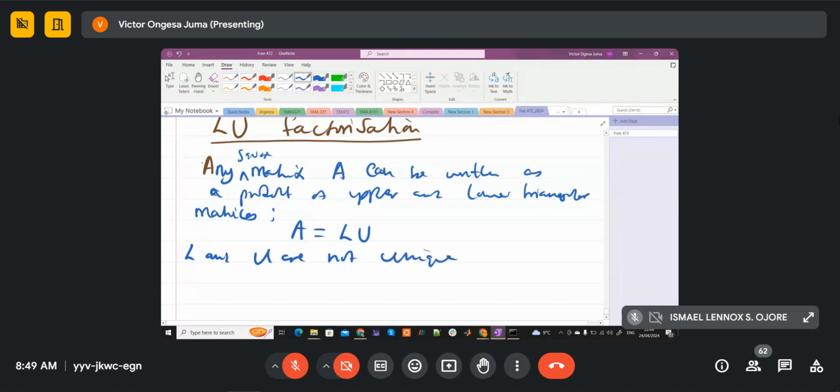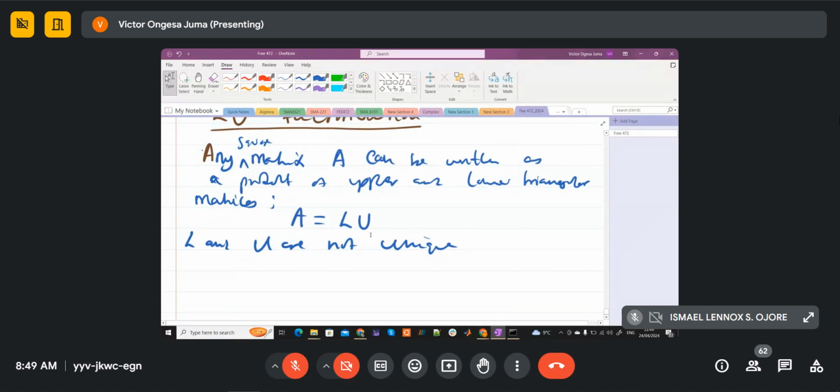So you can decompose any square matrix as a product of triangular matrices, lower and upper triangular matrix, and it's never unique. You can get a different one depending on what you fix. So if you want to get the unique L and U, then you have to fix the diagonal elements of one of them, either L or U.